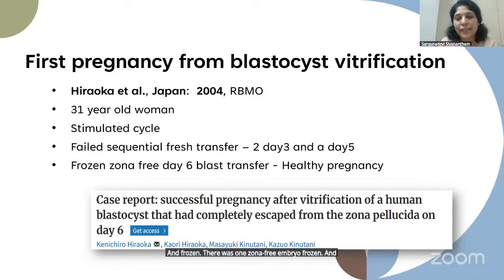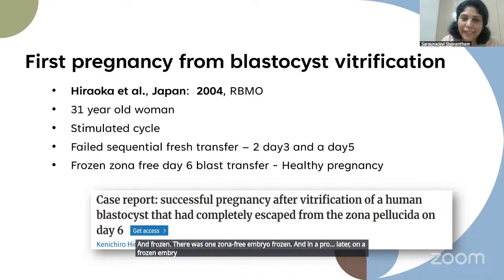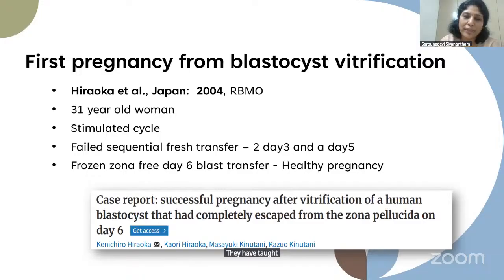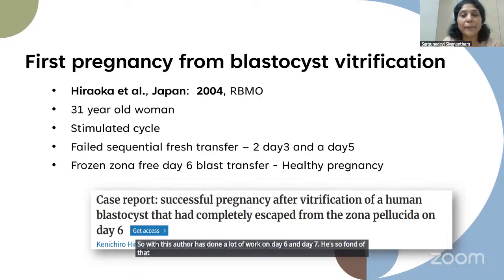Later, on a frozen embryo transfer cycle, they thawed the vitrified zona-free day 6 blastocyst, and pregnancy was confirmed and reported. This author has done a lot of work on day 6 and day 7. He's so fond of that. Probably this started from here.